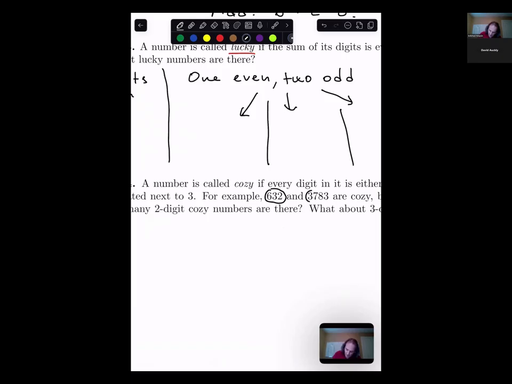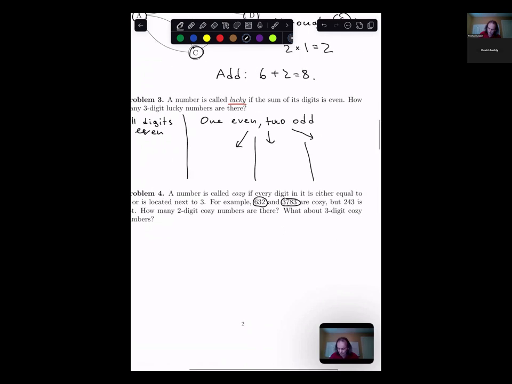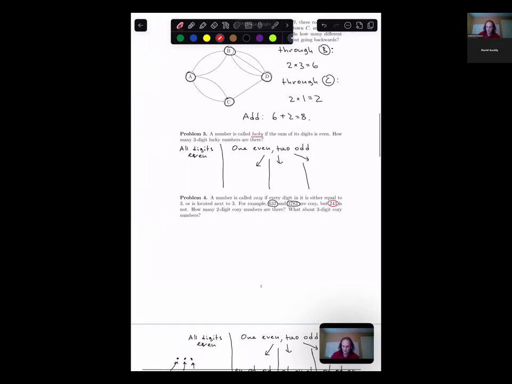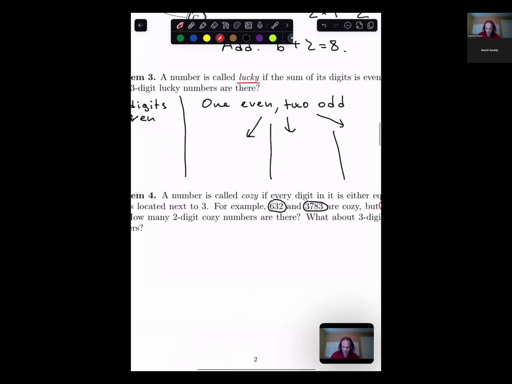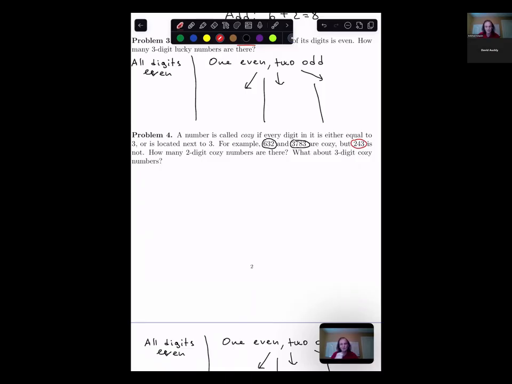And this, 3783, is also cozy because 7 is next to 3 and 8 is next to 3. So those are cozy numbers. But this one is not cozy. Maybe let me use a different color. This one is not cozy because 2 is not next to 3, right? So that's not a cozy number. Okay, so now the question is, we want to count cozy numbers. How many cozy numbers do we have?